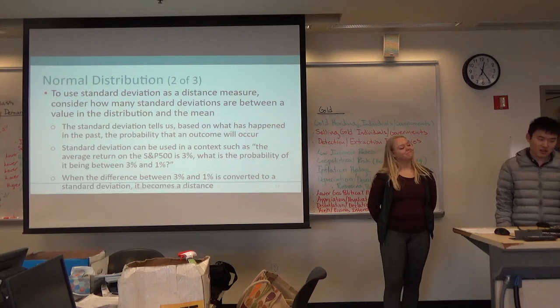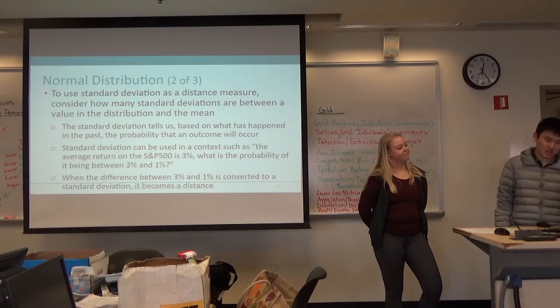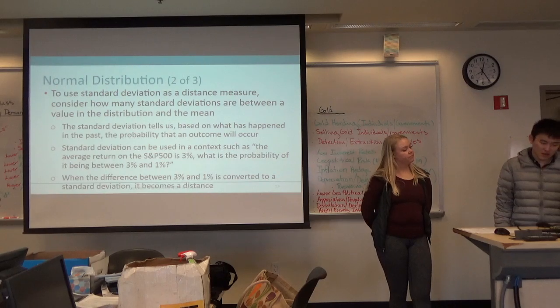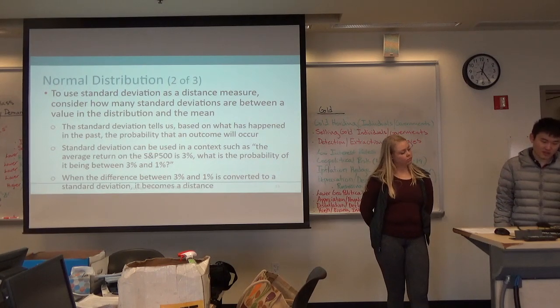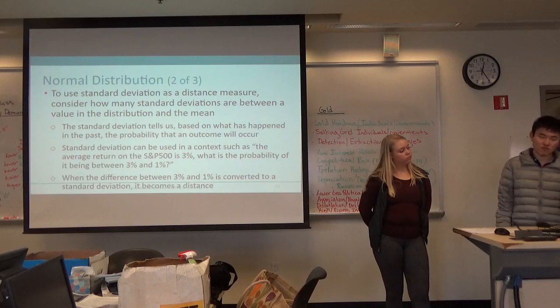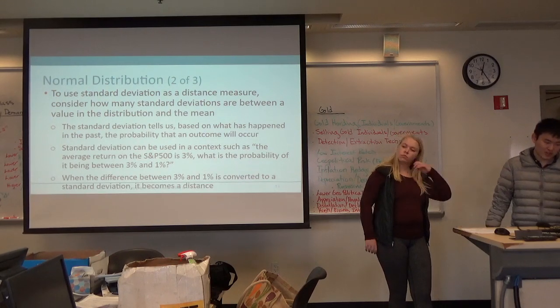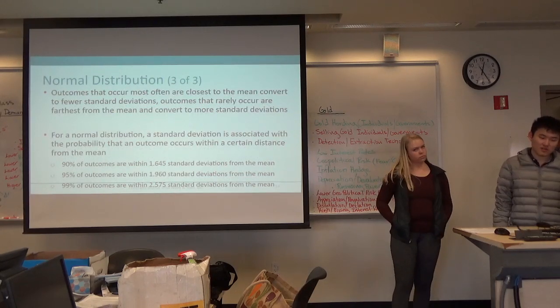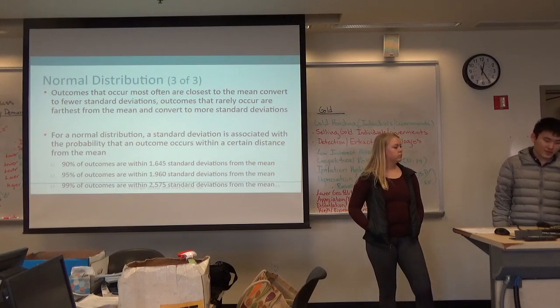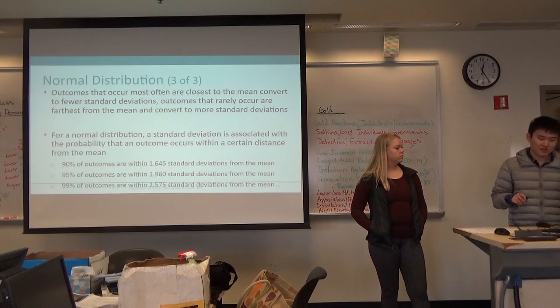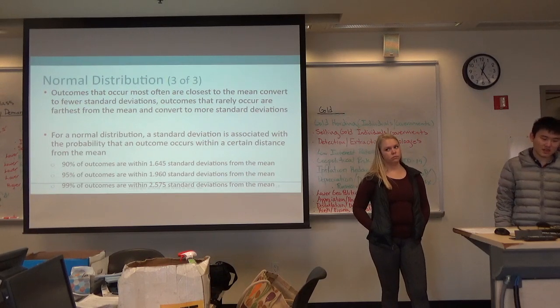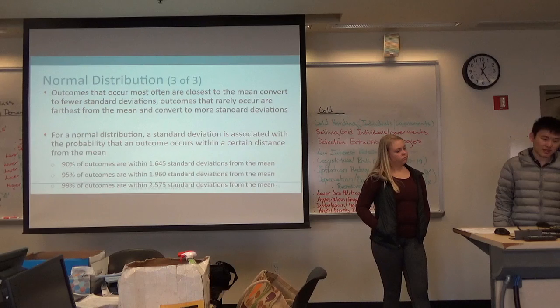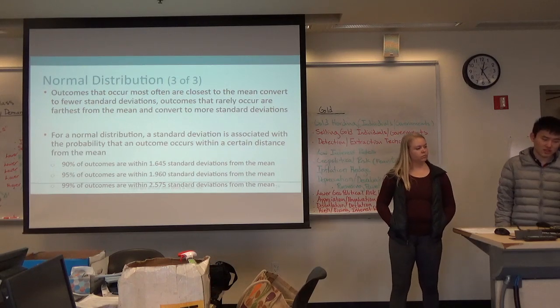Standard deviation can be used in a context such as: the average return on the S&P 500 is 30%. What is the probability of it being between 3% and 1%? The difference between 3% and 1% is converted to standard deviations because of distance. Outcomes that occur most often are closest to the mean and convert to fewer standard deviations. Outcomes that rarely occur are farthest from the mean and convert to more standard deviations.